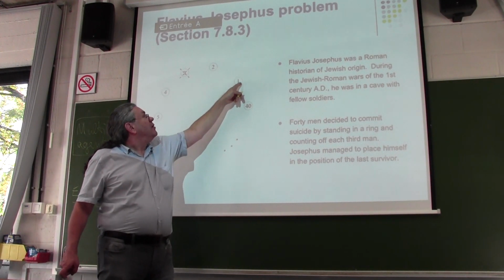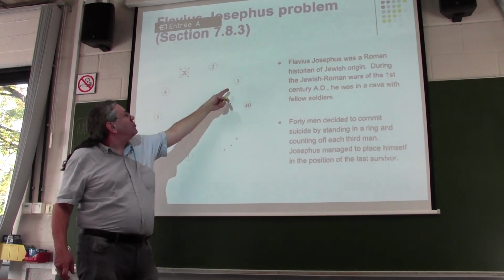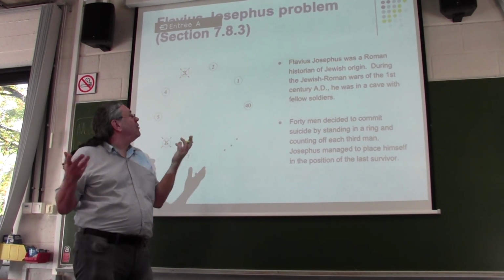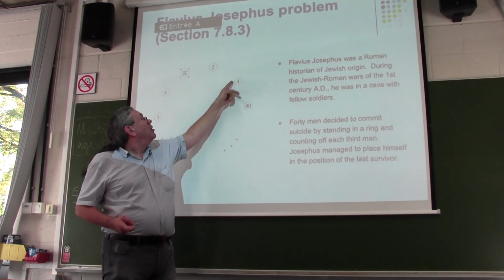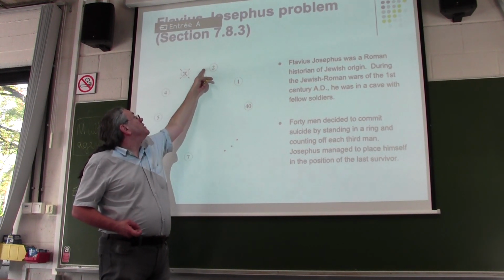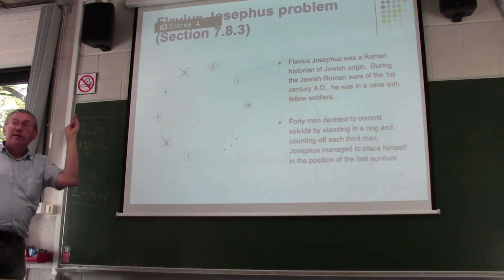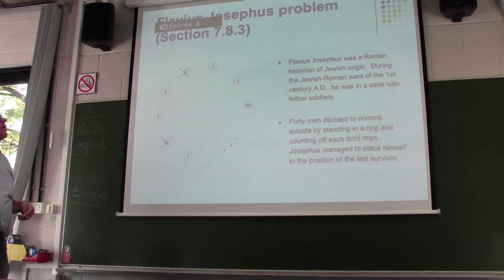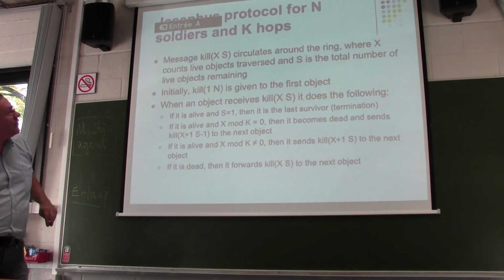And then you count. So the first object, it's not a multiple of 3, so it doesn't commit suicide. So it sends kill 2n to the second one. And then this one sends kill 3n. And the third one sees 3 is a multiple of 3, so it disappears. And then n becomes n minus 1. You see, there's a protocol.